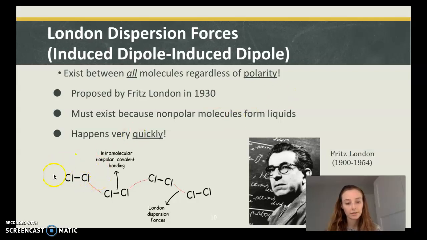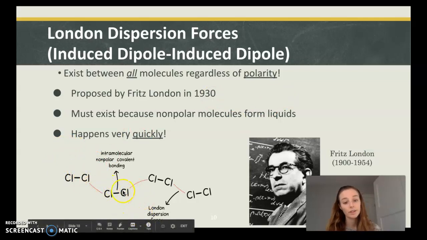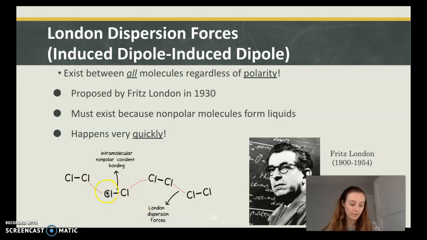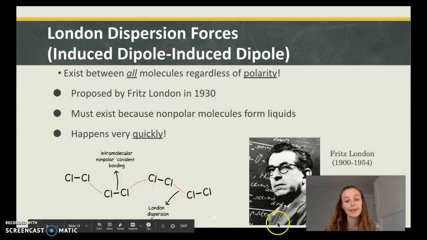So if we had Cl2 molecules, they are going to have an intermolecular force between other Cl2 molecules. So we see the intramolecular bond between the two atoms being held together, but then we have an intermolecular force holding the multiple chlorine molecules together. And the IMF, again, is called a London dispersion force.